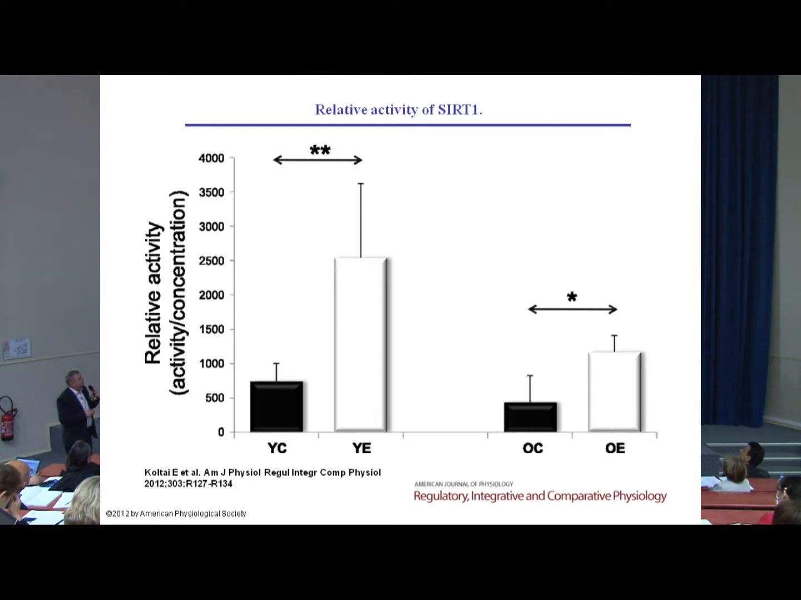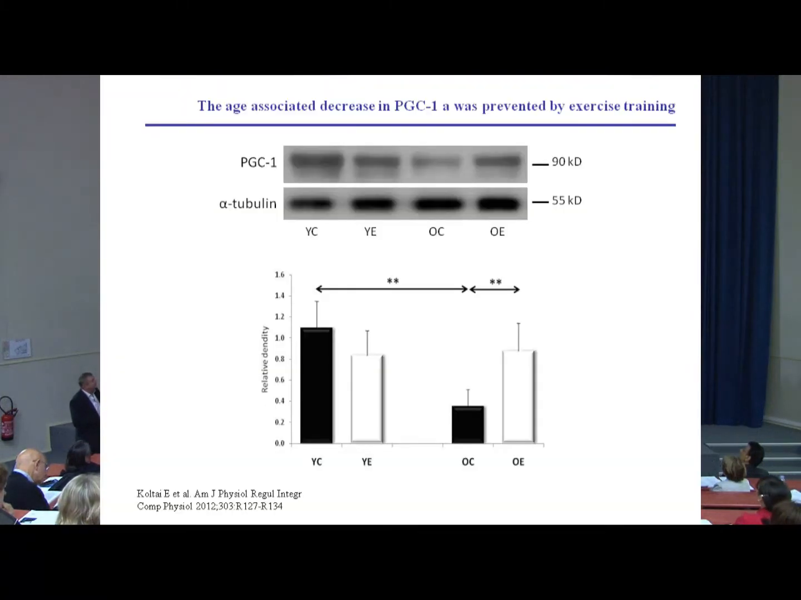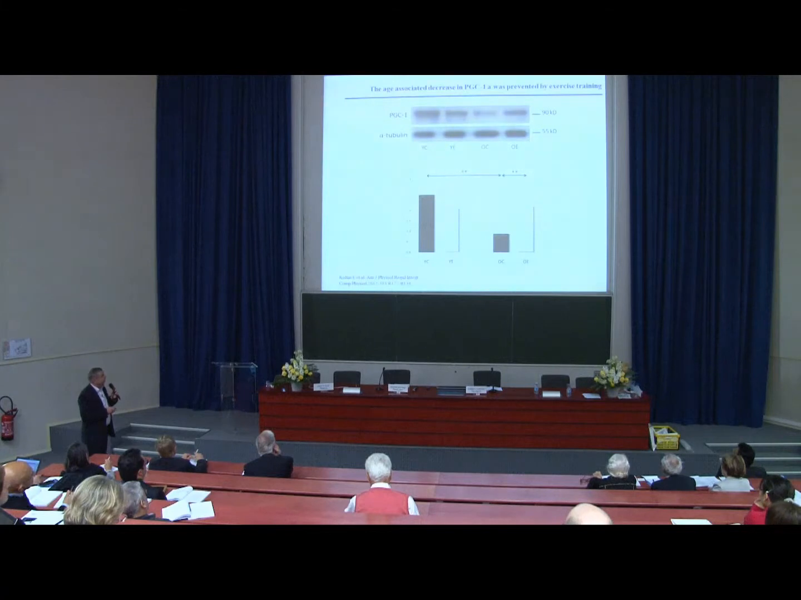We found that exercise training induced the activity of sirtuin in young and old animals as well. And when we checked PGC1 alpha, we found that aging decreased the PGC1 alpha level, which is maybe normal, and exercise training could attenuate this decrease, and we couldn't see a significant difference between the old exercise and young control group. So this is a very nice effect in the case of PGC1 alpha.